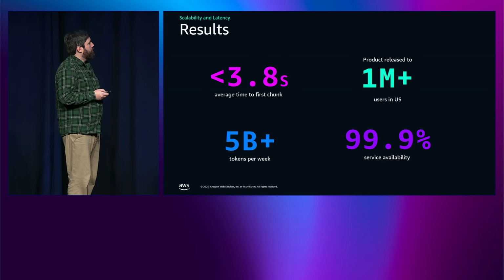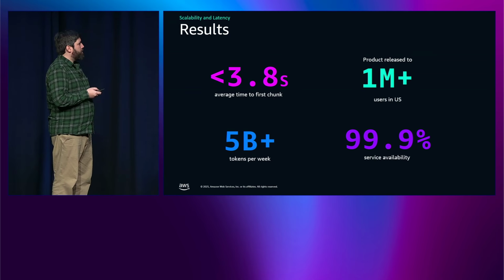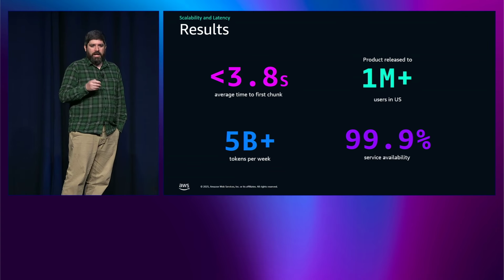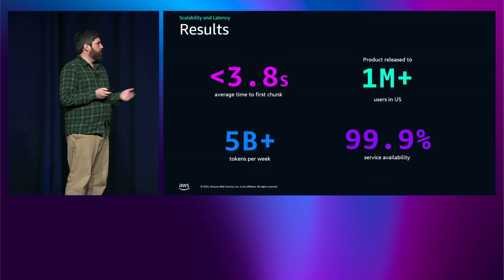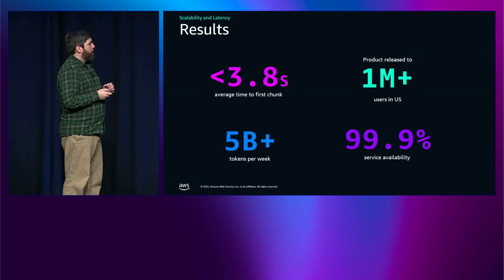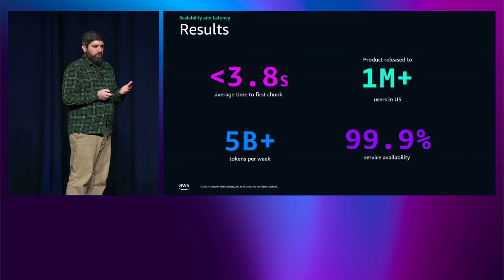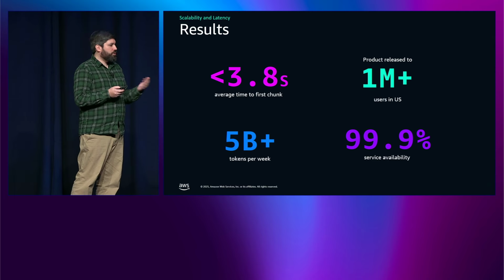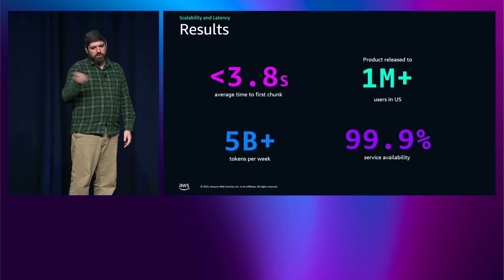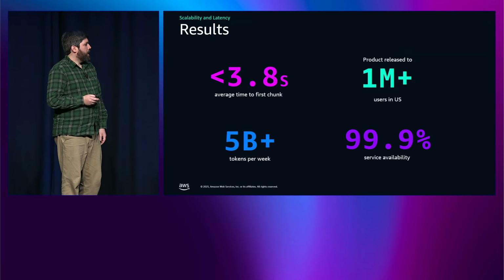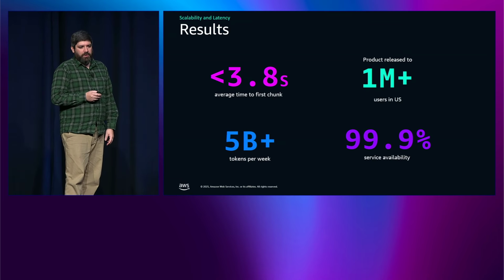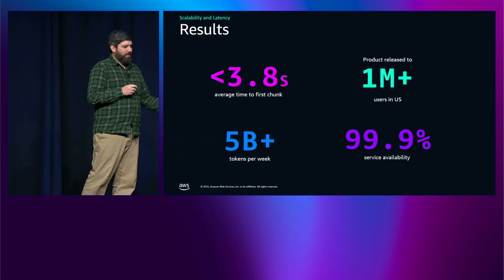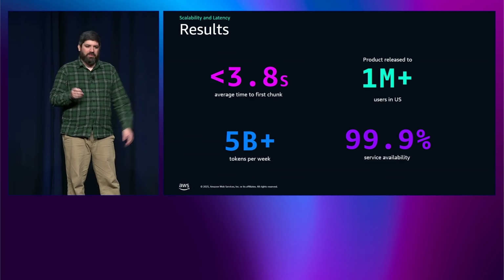Some of the results for scalability and latency. Our average time for first chunk is below 4 seconds. That seems a lot, but for GenAI workflows, and some of those creating a video, that's a fairly low average. We also have more than 1 million active users in US that use our services on a daily basis, and we consume more than 5 billion tokens per week across all the foundational models that we use. And our service availability is 99.9%, which is not as good of a standard like AWS would have, but this is a GenAI workflow, so there's so many things that could go wrong.